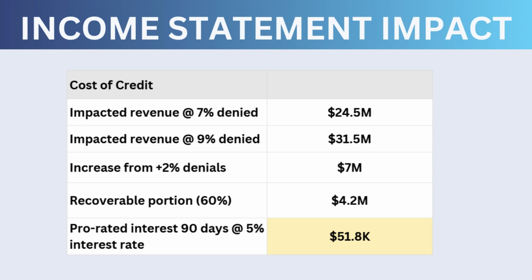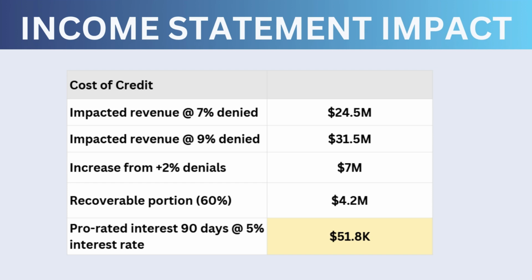that while these denials are held up being worked, you don't have cash in the bank. And so if this hospital is distressed and doesn't have a lot of cash on hand, then it might have to go and borrow on a line of credit. So we're going to calculate the cost of that by taking the difference in the impacted revenue at the 7% denial rate and again at the 9% denial rate. And remember, the difference there is $7 million.